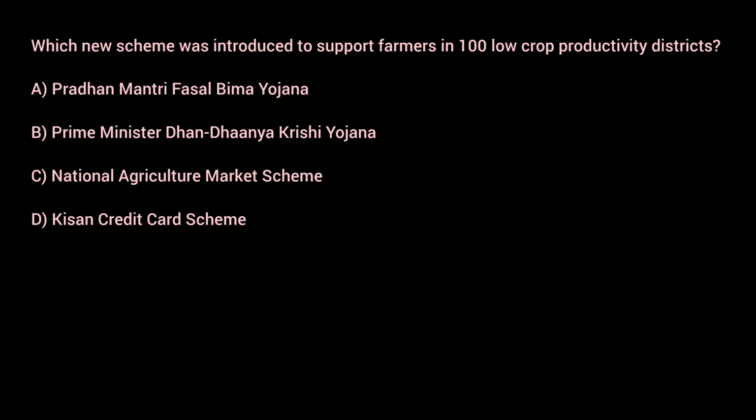Which new scheme was introduced to support farmers in 100 low crop productivity districts? Option A, Pradhan Mantri Fasal Bima Yojana. Option B, Prime Minister Dhan Dhanya Krishi Yojana. Option C, National Agriculture Market Scheme. Option D, Kisan Credit Card. Here, the correct option is option B.